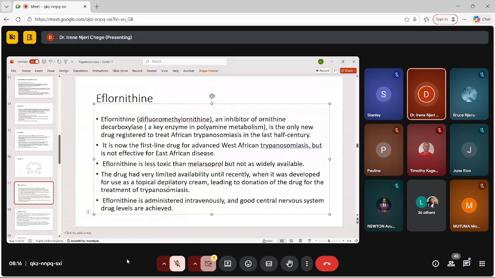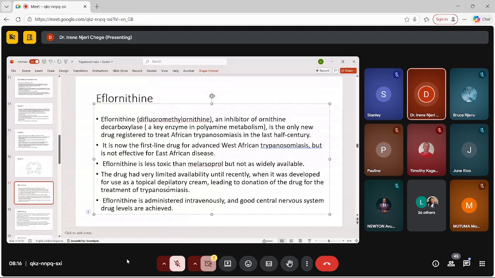Half-life 3 hours, about 100 milligrams per kilogram given IV every 6 hours for about 2 weeks. And of course, the longer it is given, the more effective it is. It is as effective as melarsoprol against advanced T. brucei gambiense infection. But its efficacy against T. rhodesiense is limited. Why? Because of resistance.